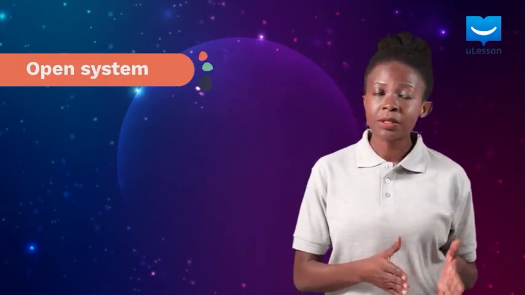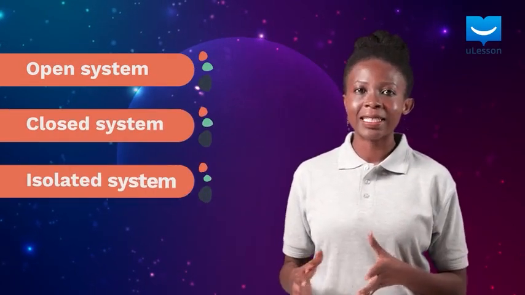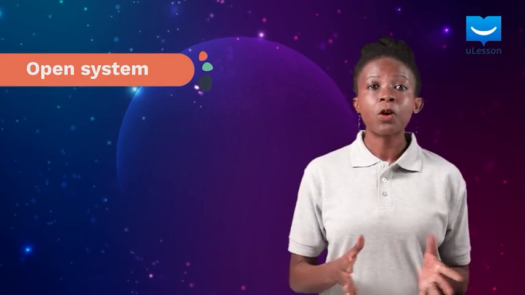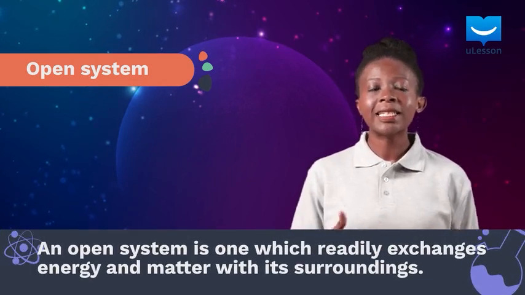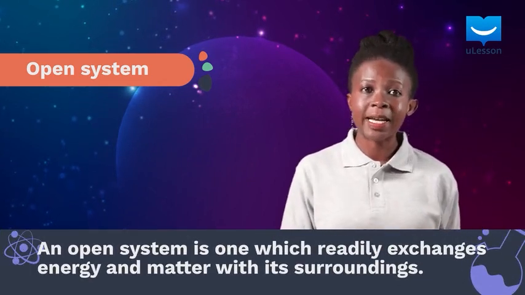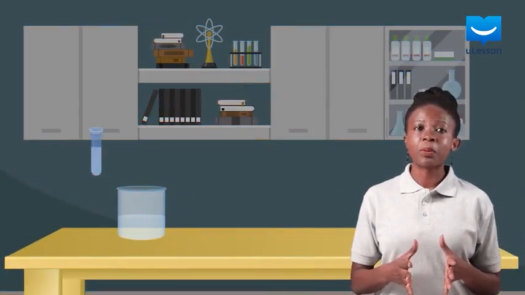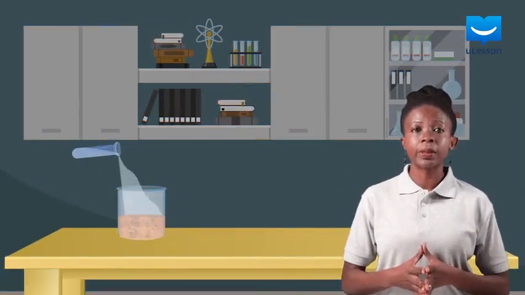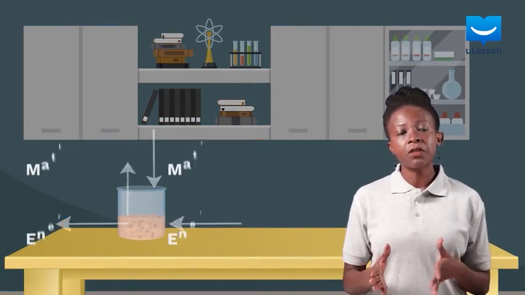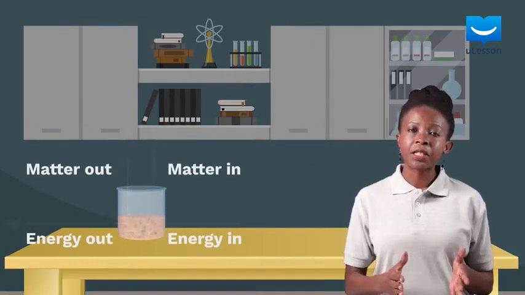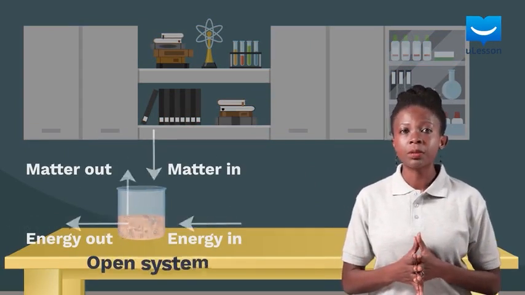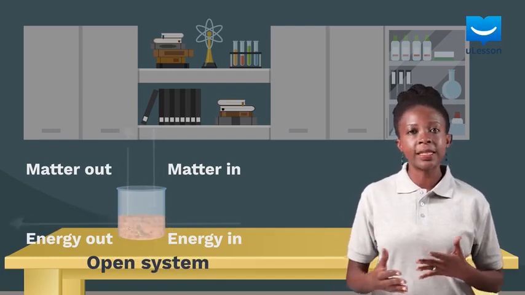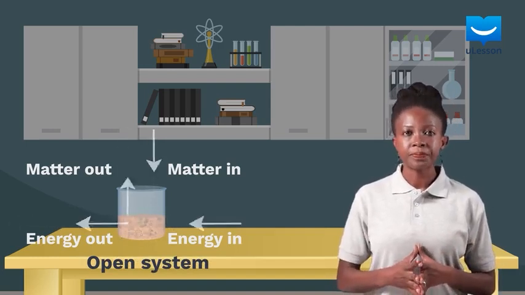There are three types of systems: open systems, closed systems, and isolated systems. An open system is one which readily exchanges energy and matter with its surroundings. The open beaker in our example is a good example of an open system. Energy in the form of heat and matter in the form of the contents of the test tube can be exchanged between the system and its surroundings.